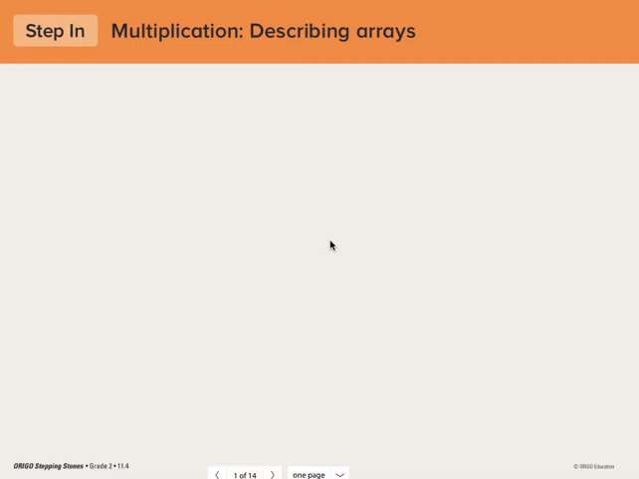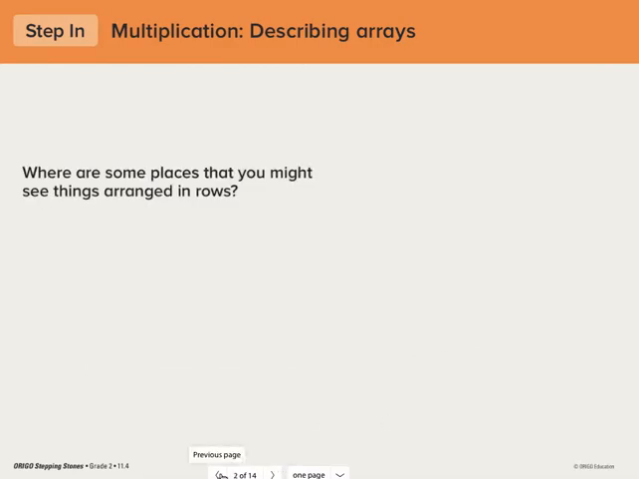All right, so now we're going to continue with lesson 11.4, where we're talking about arrays and rows and columns. So the first question is, what are some places that you might see things arranged in rows? So remember, rows go left to right and they're side to side, okay? Take a second, pause the video if you want some more time to think about it. What are some things that you see arranged in rows?